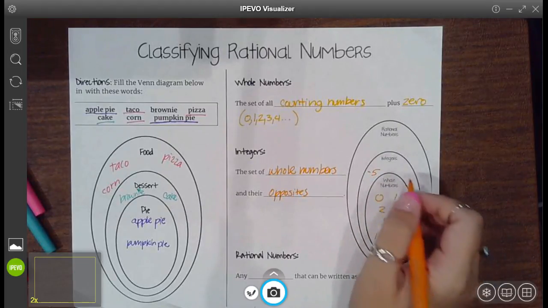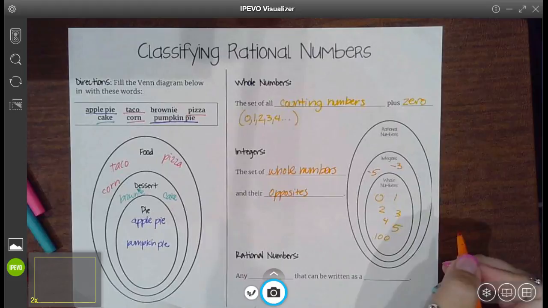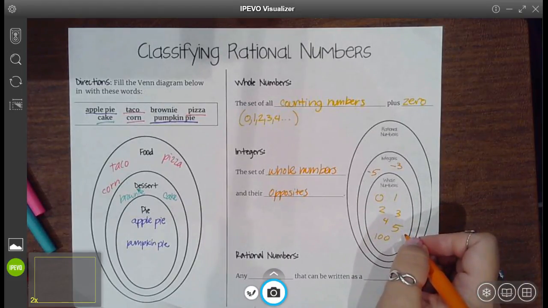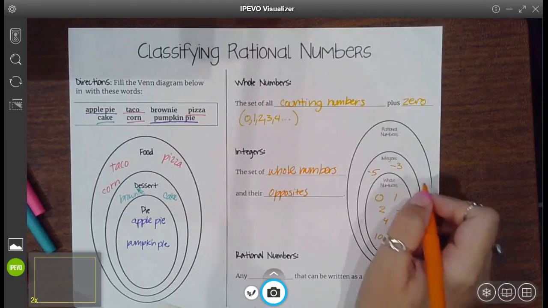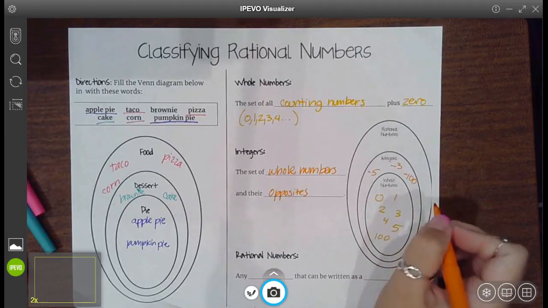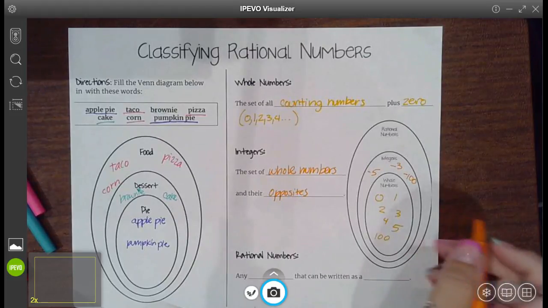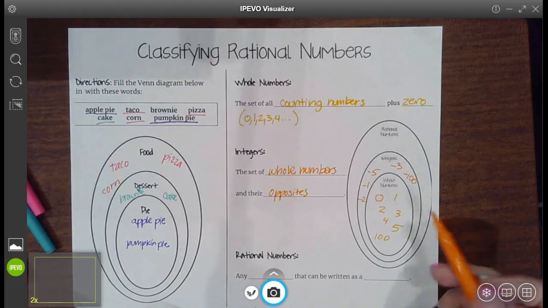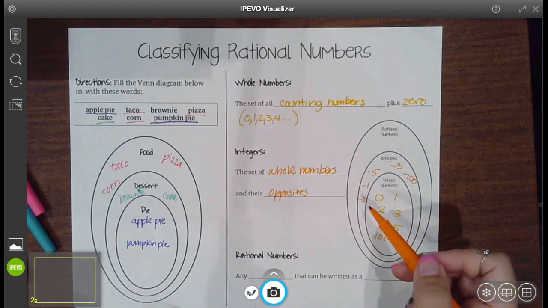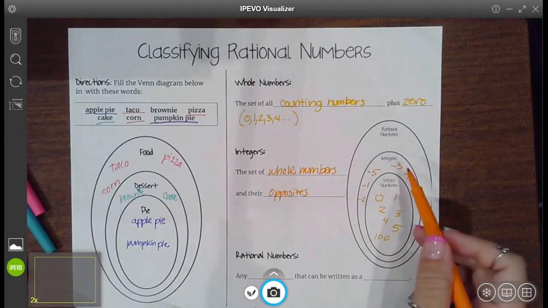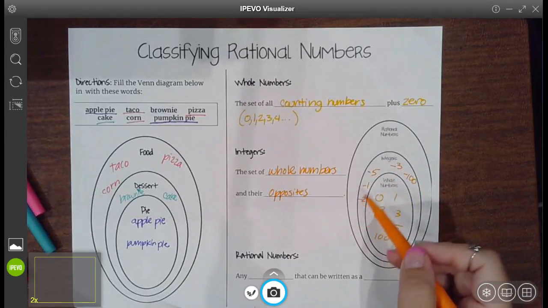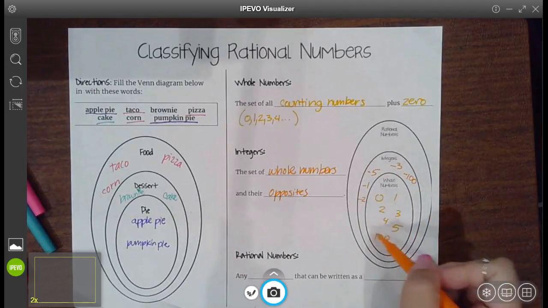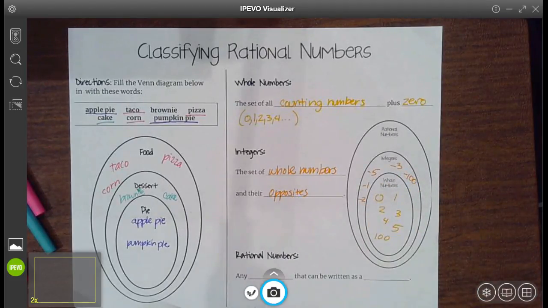Like 3 is a whole number, but -3 is an integer. And -100 would be an integer, while 100 is a whole number. And of course, those aren't it. There are so many integers, it's infinite. It's just any whole number or its opposite. But we put just the negative whole numbers in here, because if it was a positive whole number, it would be part of the whole numbers group.